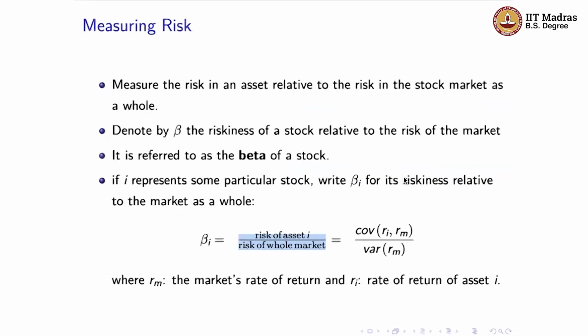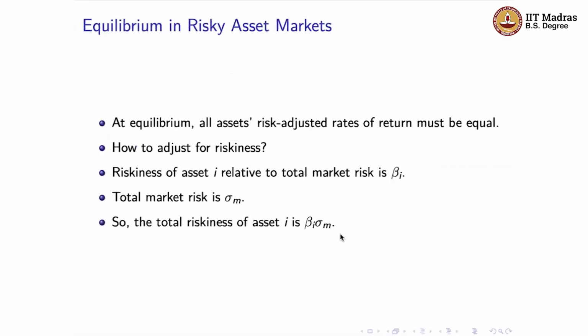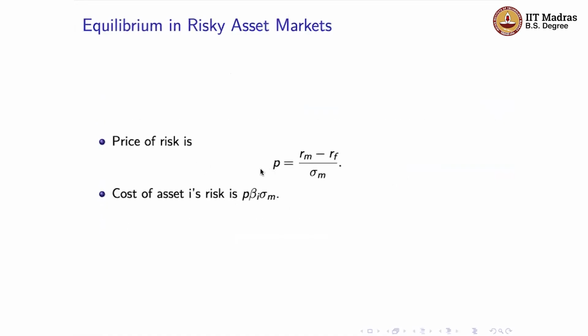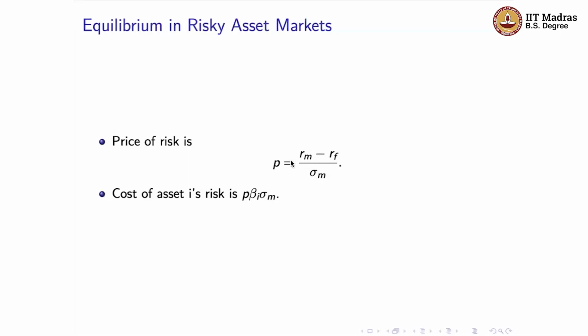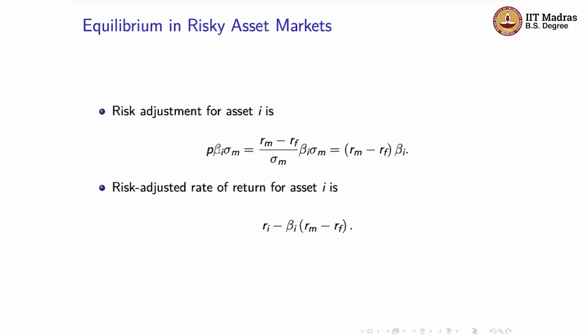the risk. And this is the total risk. This is the price. And so the cost of this risk is this price multiplied by the total amount of risk. That's equal to P into beta I into sigma M. Now, if we plug in this expression of P that we have here, which is the slope, remember, of the budget line when you have got the risky asset as the overall stock market, then we end up with Rm minus Rf by sigma M.